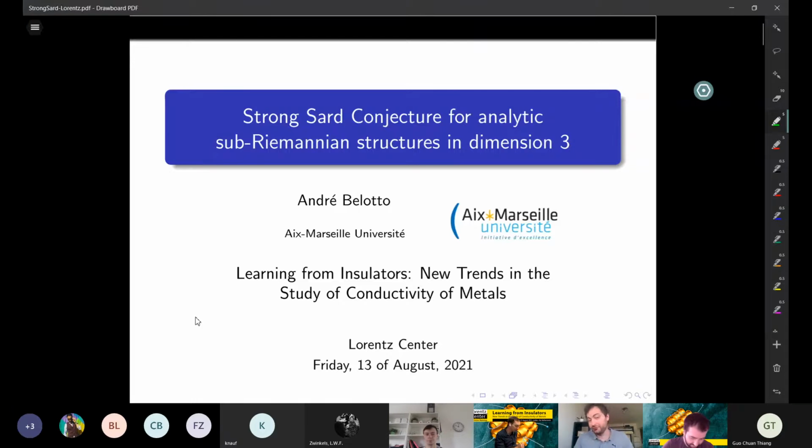Today I'm going to talk about the Strong Sard Conjecture for analytic sub-Riemannian structures in dimension 3. This is a topic that I feel is a little bit out of the scope of the conference at first look. The objective of my talk is, first of all, to state precisely what the Strong Sard Conjecture is, and then to talk about the techniques, because I feel the techniques we use, in a practical sense, and how the problem evolved could be useful in the settings of the conference. So that's where I feel the link will be.